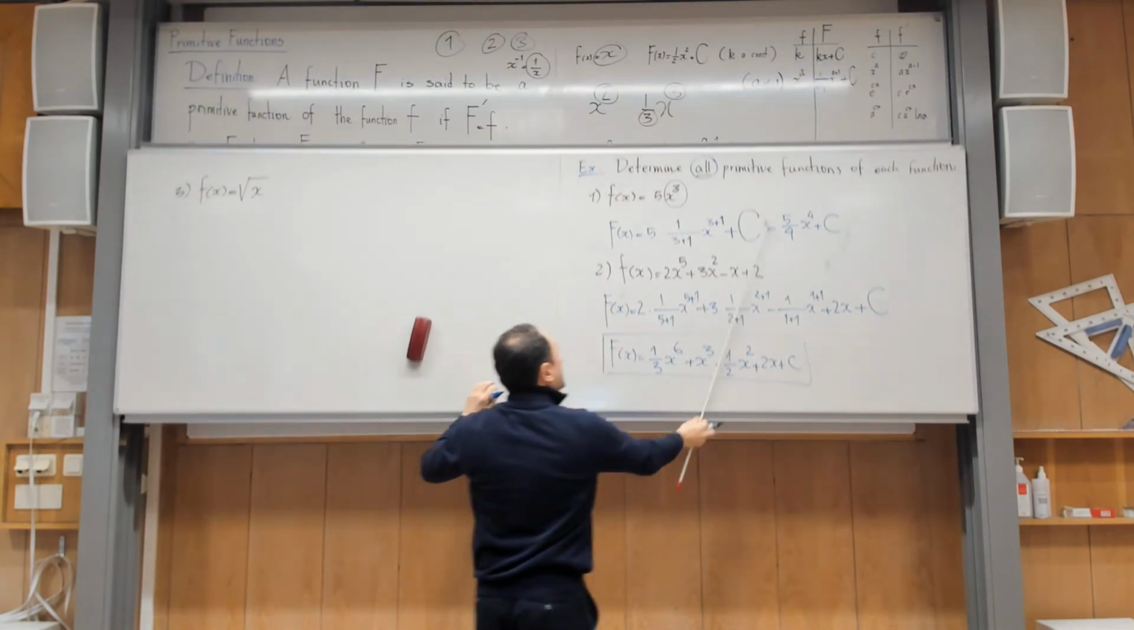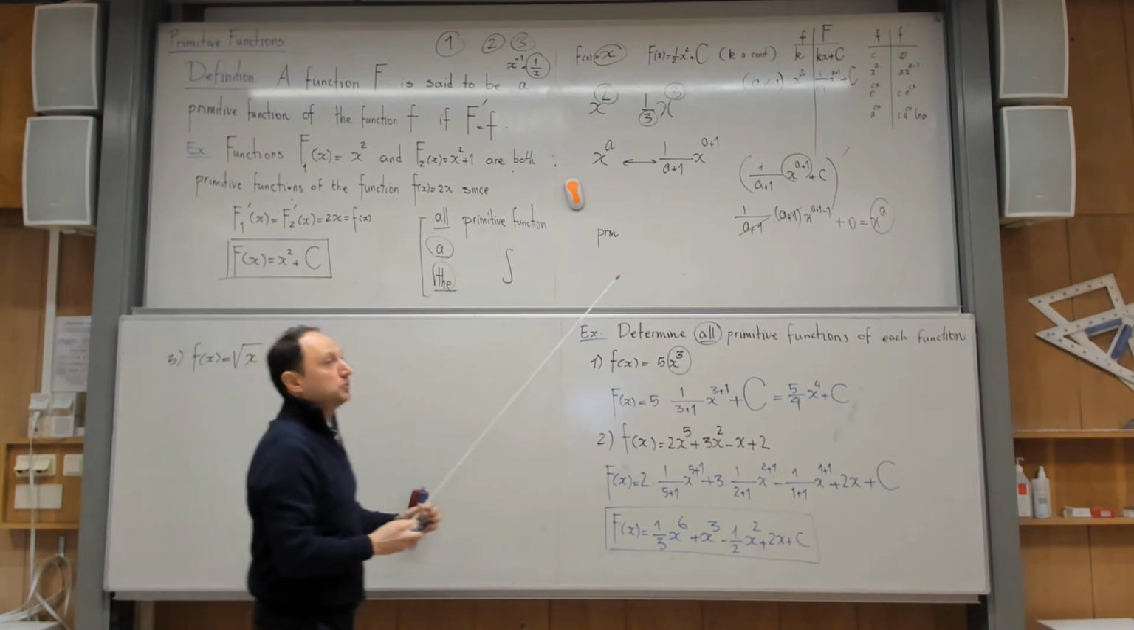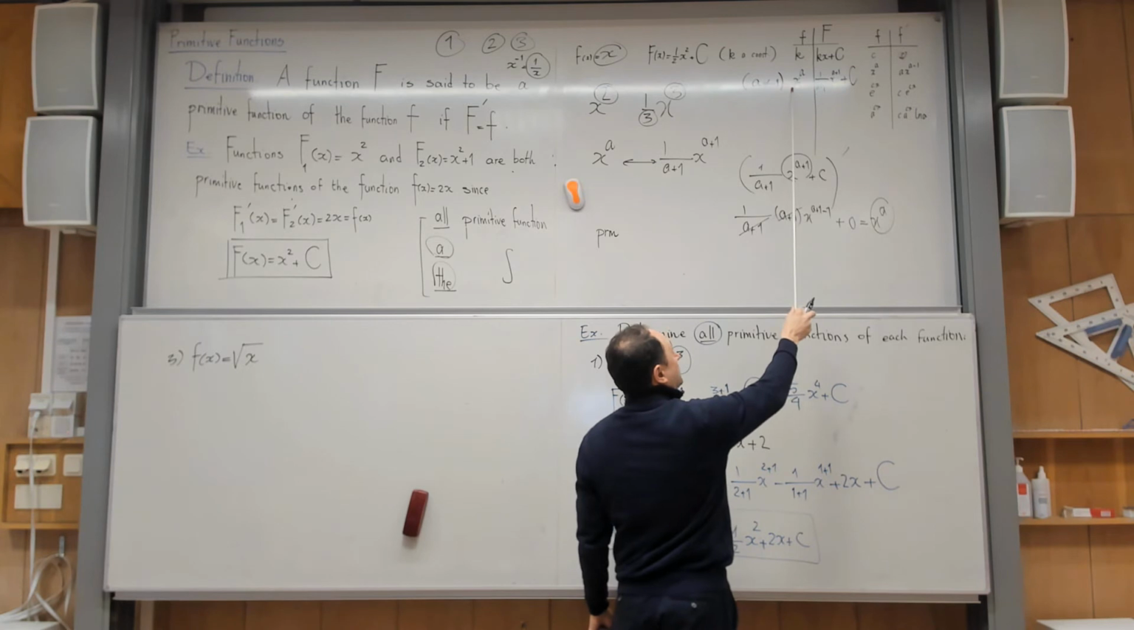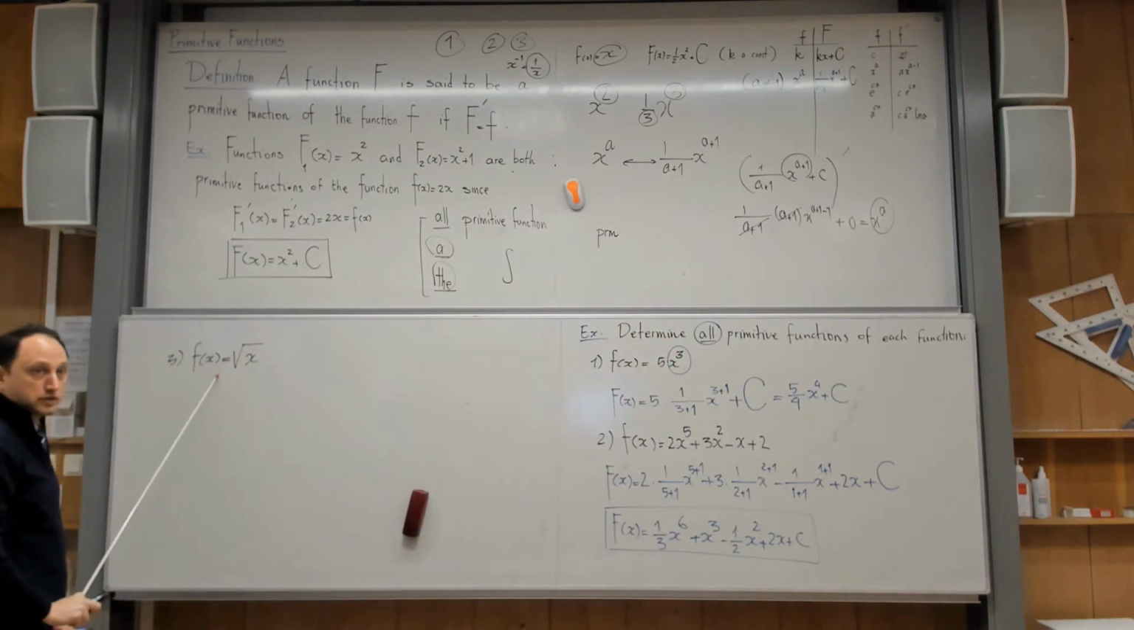Okay, because this function is not directly in my table. I have only two formulas in my table: one for a constant, one for some power of x. Yes? So this motivates me to change the form of this function first.